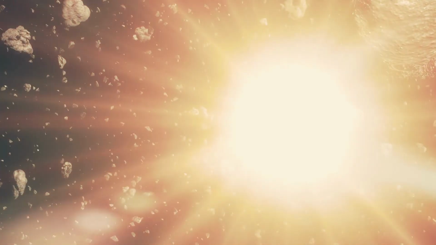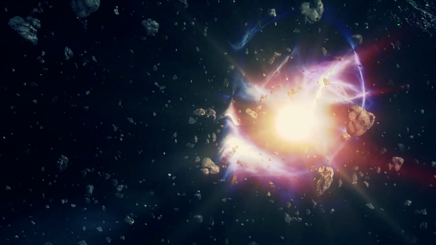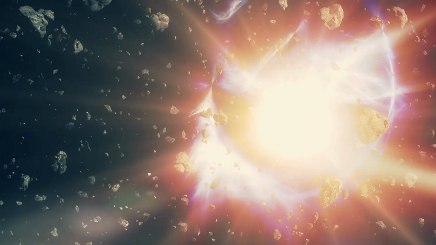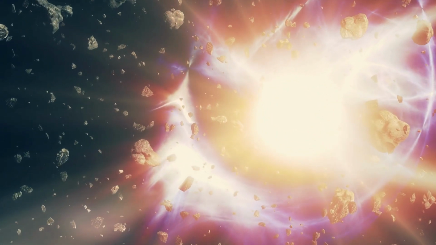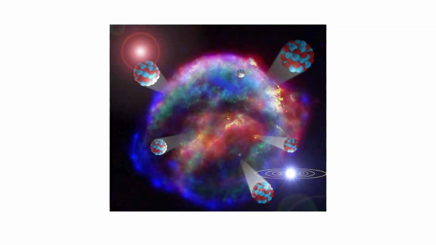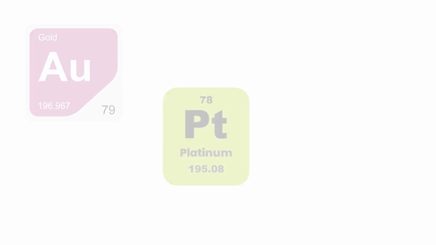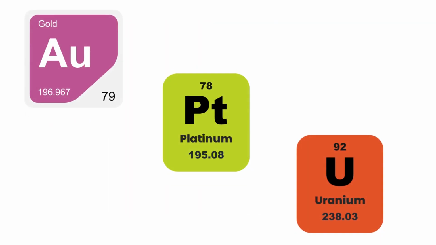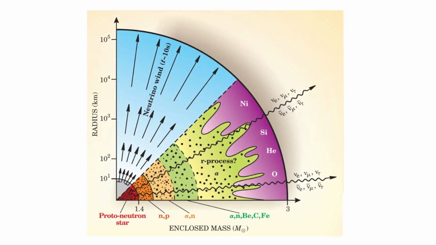5. Supernova nucleosynthesis. Once the core of the star can no longer produce energy through nuclear fusion, it begins to collapse in on itself under the force of gravity. The core becomes incredibly dense and hot, and the pressure and the temperature are high enough to allow for a final burst of nuclear fusion that produces even heavier elements like gold, platinum, and uranium. This process is known as supernova nucleosynthesis.